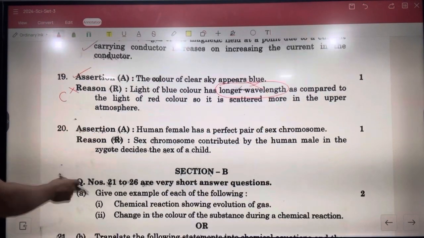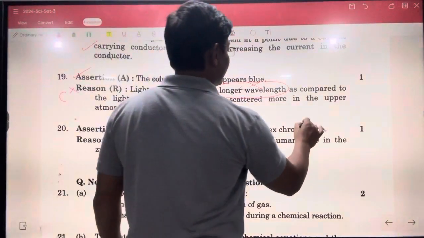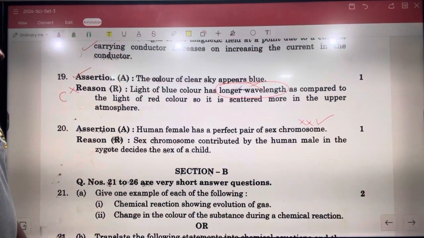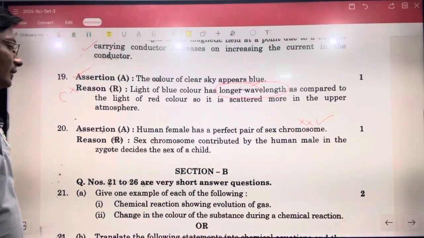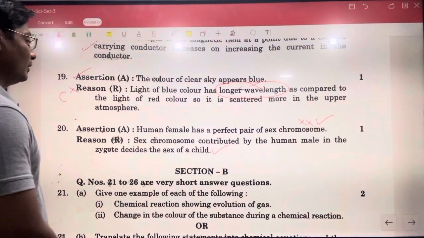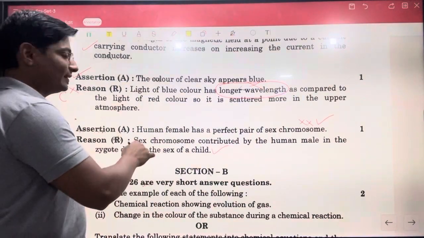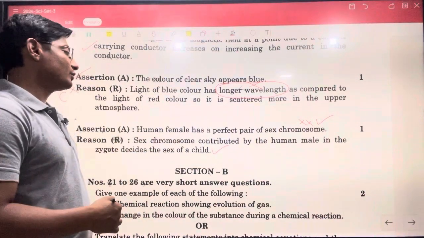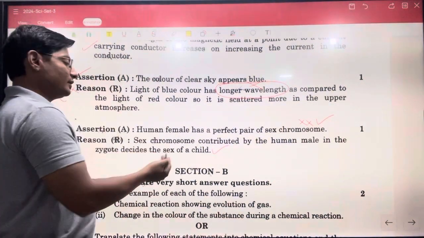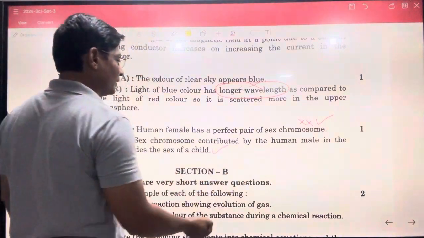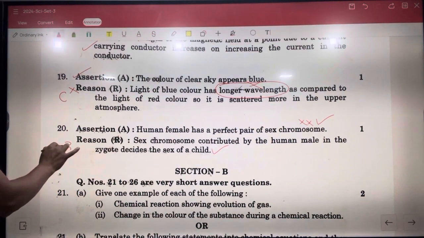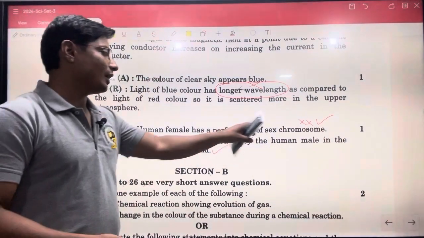Fine. Then the 20th question. Human female has a perfect pair of sex chromosomes XX, which is correct. Okay, 23rd pair. Then the reason: sex chromosomes contributed by the human male in the zygote decide the sex of the child, which is also a correct statement. But here, when both are correct, you have to check if the reason is the correct explanation for the assertion to be true. The assertion is a different statement and the reason is a different statement. So both are not necessary for each other. Therefore, we can say option B is correct because R does not explain the assertion.